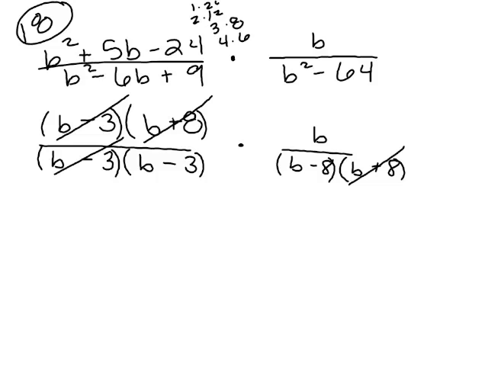The final answer is b on top all alone, and then b minus 3 times b minus 8 on bottom. So there's my simplified version.